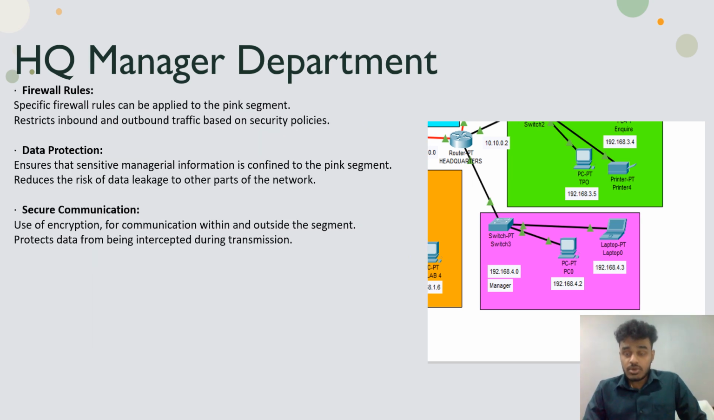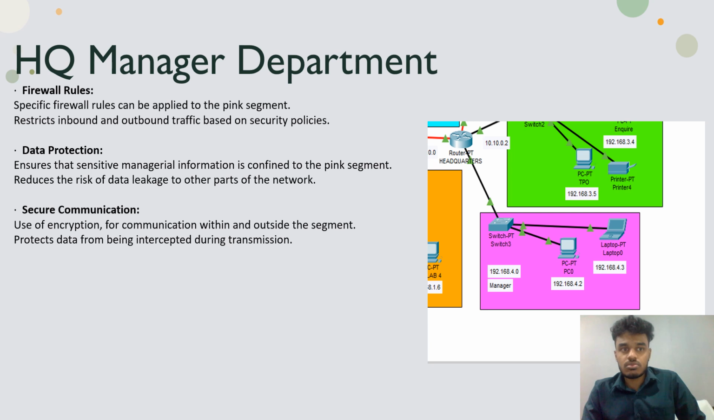Now I'll be talking about the security aspects of the manager department. First, we can have firewall rules. Specific firewall rules can be applied to the segment. They restrict inbound and outbound traffic based on security policies. Second is data protection. It ensures that sensitive managerial information is confined to the segment and reduces the risk of data leakage to other parts of the network. Then there is secure communication: the use of encryption for communication within and outside the segment will protect the data from being intercepted during transmission.